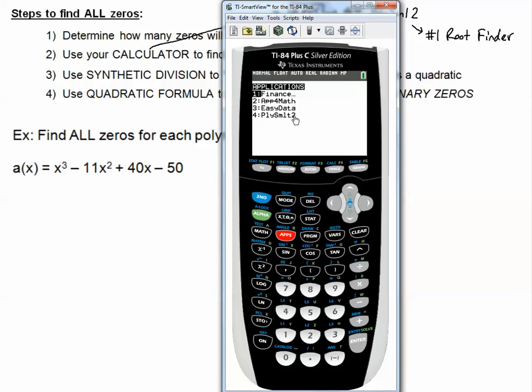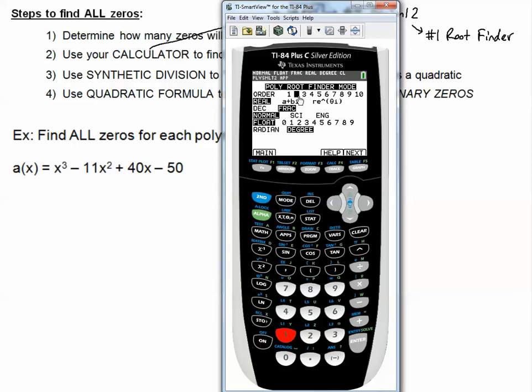Number 4 is the polynomial. I think I forgot a T in my notes, so I'll do that. Here's a 4. And it says press any key, so I'll just push enter. We're going to look at number 1, the polynomial root finder. So we can push 1 or we can just push enter.